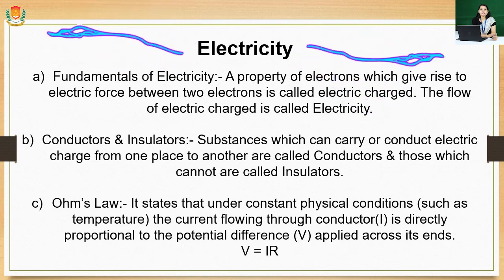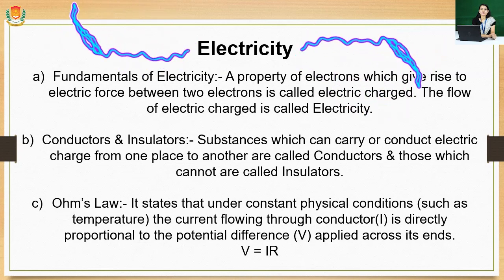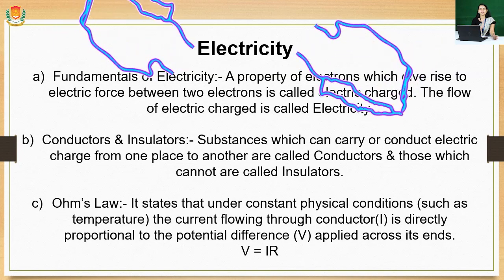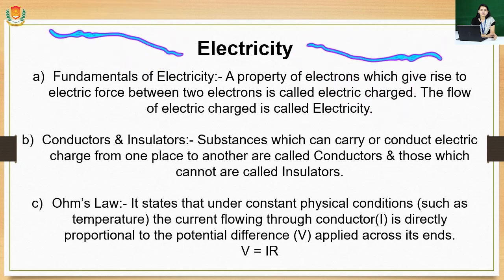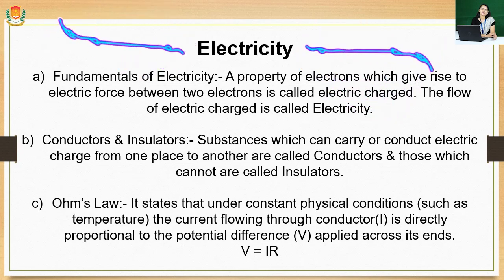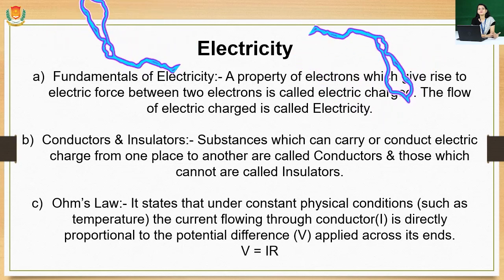Now the third thing we're going to discuss is Ohm's law. It states that under constant physical conditions, for example temperature, the current flowing through a conductor is directly proportional to the potential applied across its two ends.